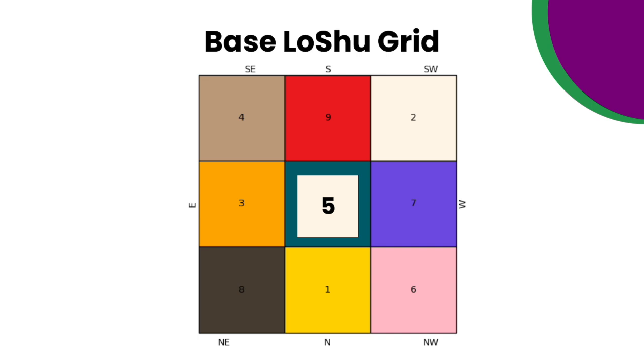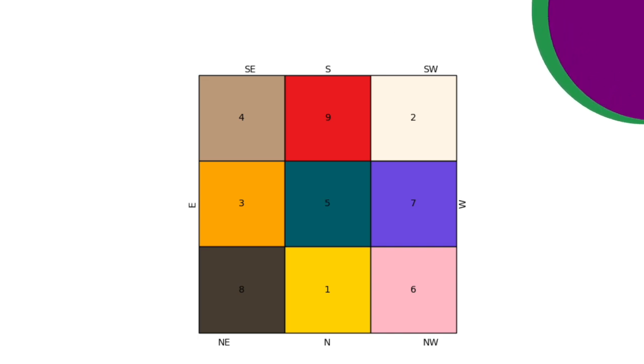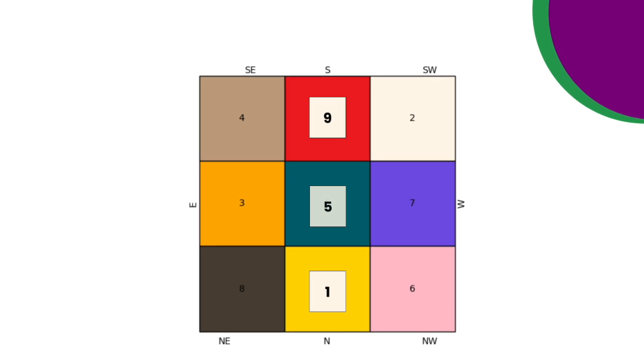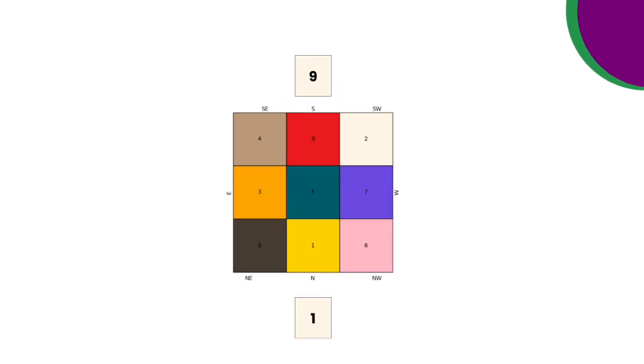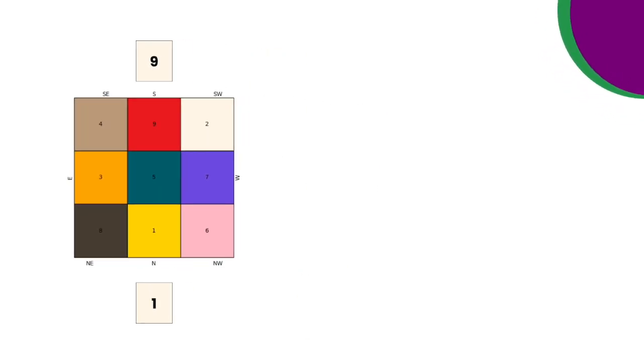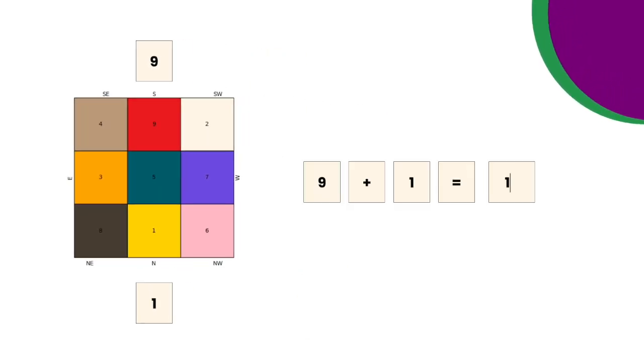The sum of any two cells which pass directly through the central 5 is 10. Let's take an example of 9, 5, 1. You see the magic? This 9 and 1 passes through the central place, which is 5. 9 plus 1 is 10. Is it a magic? There is a significance of number 10.